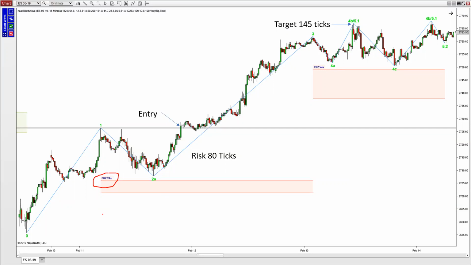So what do you do at that point? It doesn't hit the price zone, so where's your entry? Well, your entries just fall back on the classic Elliott Wave analysis. Look for the breakout point of the high of wave 1, and we get that. The risk here is 80 ticks, because in the classic Elliott Wave, you want to put it beyond the bottom of wave 2. And you can see the target up here. The potential target, I should say, is 145.